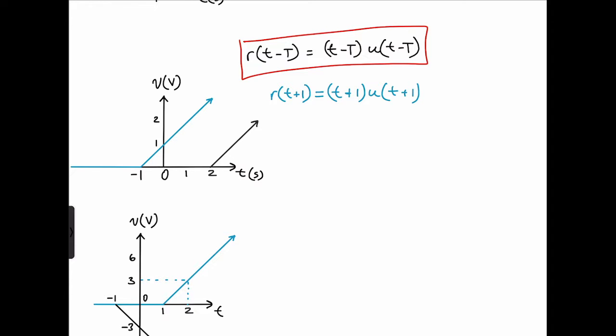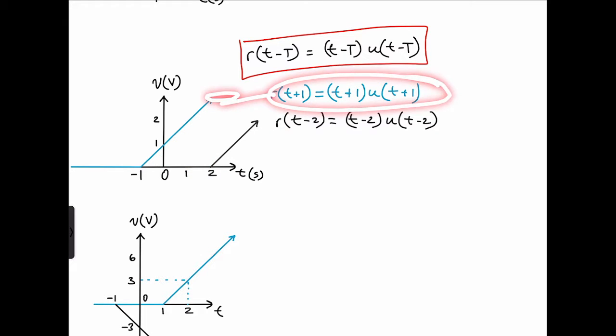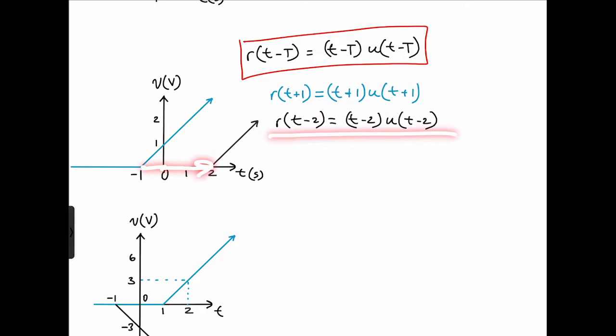In black, we have, this time, a delayed time-shifted ramp function. So that has to be negative 2. That's t minus 2 times u of t minus 2. So here we have our time-shifted ramp function, which is advanced in time, and we had the delayed time-shifted ramp function. So in black, we have the delayed time-shifted ramp function, and in teal, we have the advanced time-shifted ramp function.